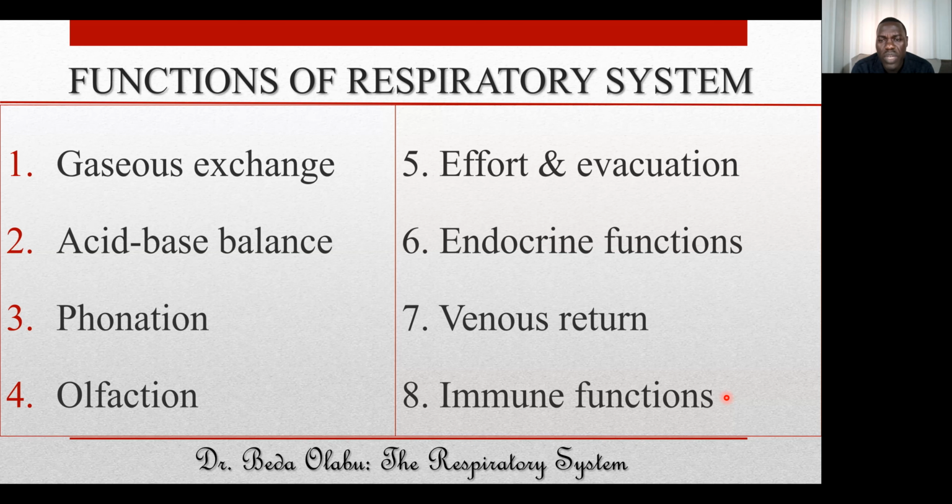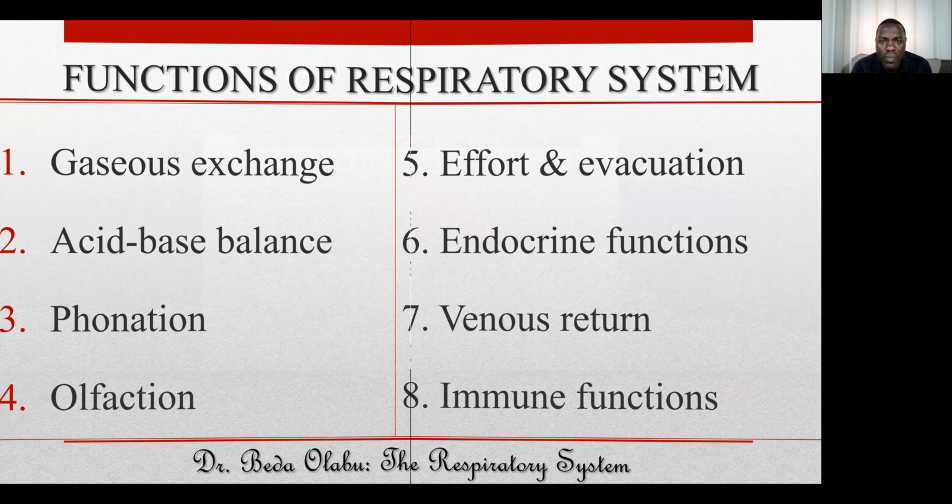Apart from those ones, we also have the cilia within the airways, together with the mucus, forming what we call the mucociliary rejection current, which is able to reject infectious organisms away from the respiratory system. Also within the lungs, we have macrophages. So there are a number of immune mechanisms in the respiratory system that help to fight infections. Right, so these are the key functions of the respiratory system.